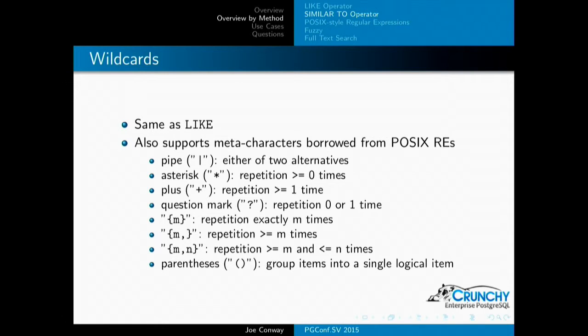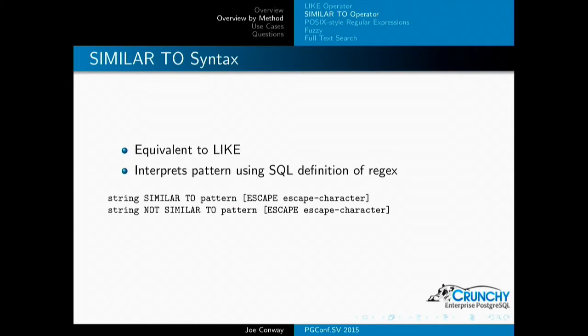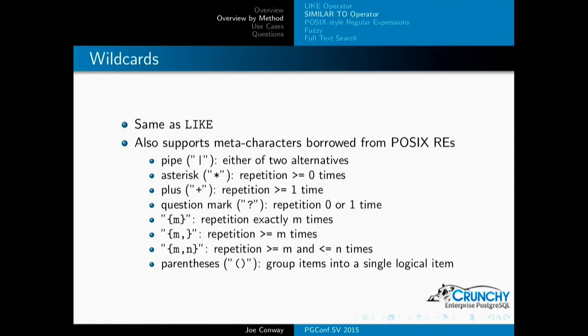So it works the same way, but it also supports these extra metacharacters, which are really stolen from regular expressions. You can use a pipe symbol to say I want one of these two alternatives. You can use an asterisk to say repetition of 0 or more times. A plus is repetition of 1 or more times, so that'll require at least 1. Question mark is 0 or 1. You can say I want exactly m times, or greater than m times, or between m and n times. And you can use parentheses for grouping these operations so that you can get it correct.